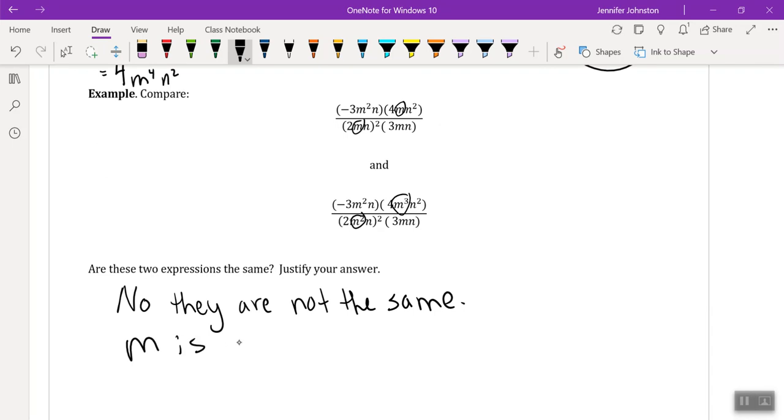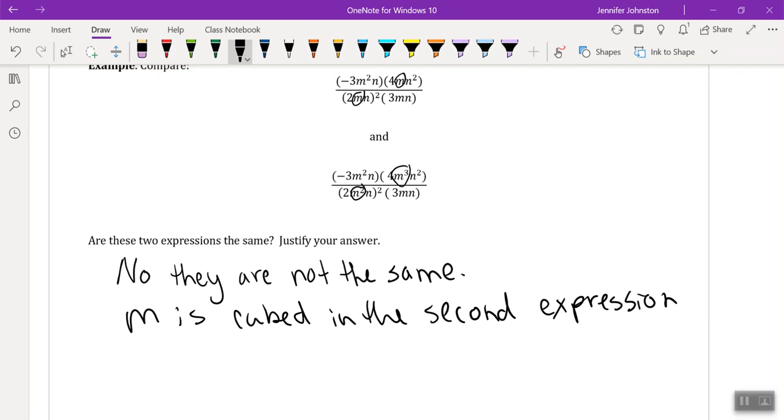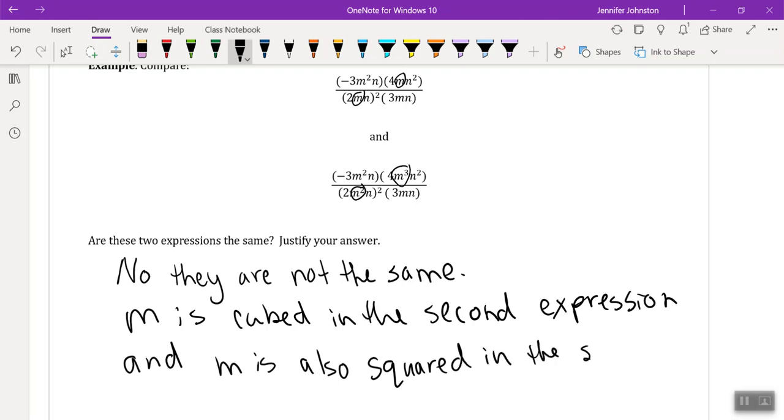M is cubed in the second expression, sorry. An equation has an equal sign, an expression doesn't. In the second expression, m is also squared in the second expression.